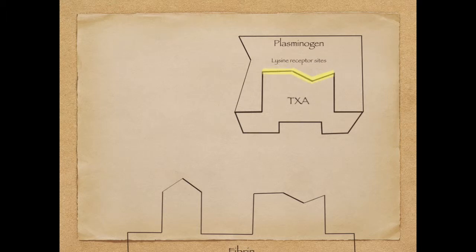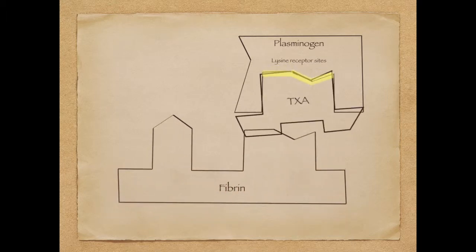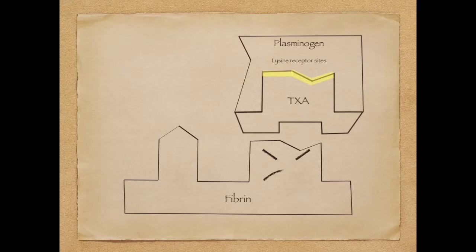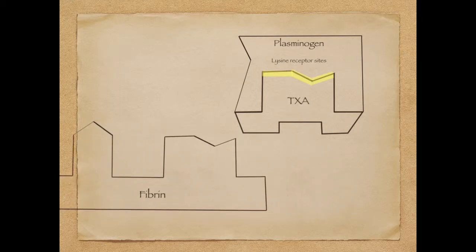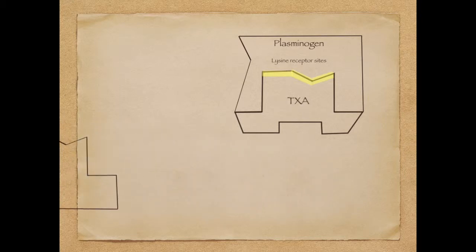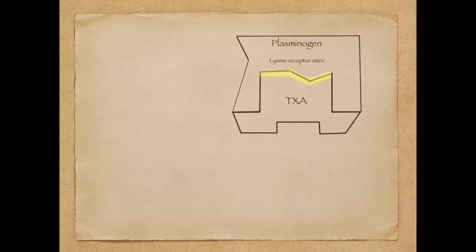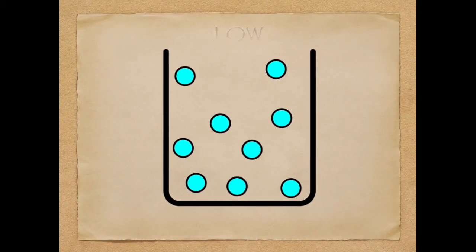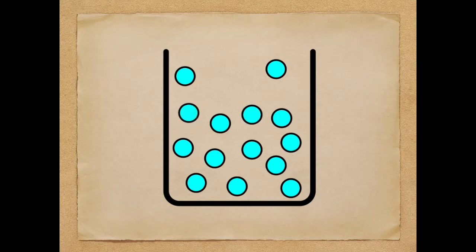If TXA has already bonded to the plasminogen, fibrin cannot do so. Therefore, fibrinolysis cannot happen as fibrin cannot attach onto the precursor of the enzyme that is supposed to break fibrin apart. So that was in lower concentrations of TXA. What about in higher concentrations?